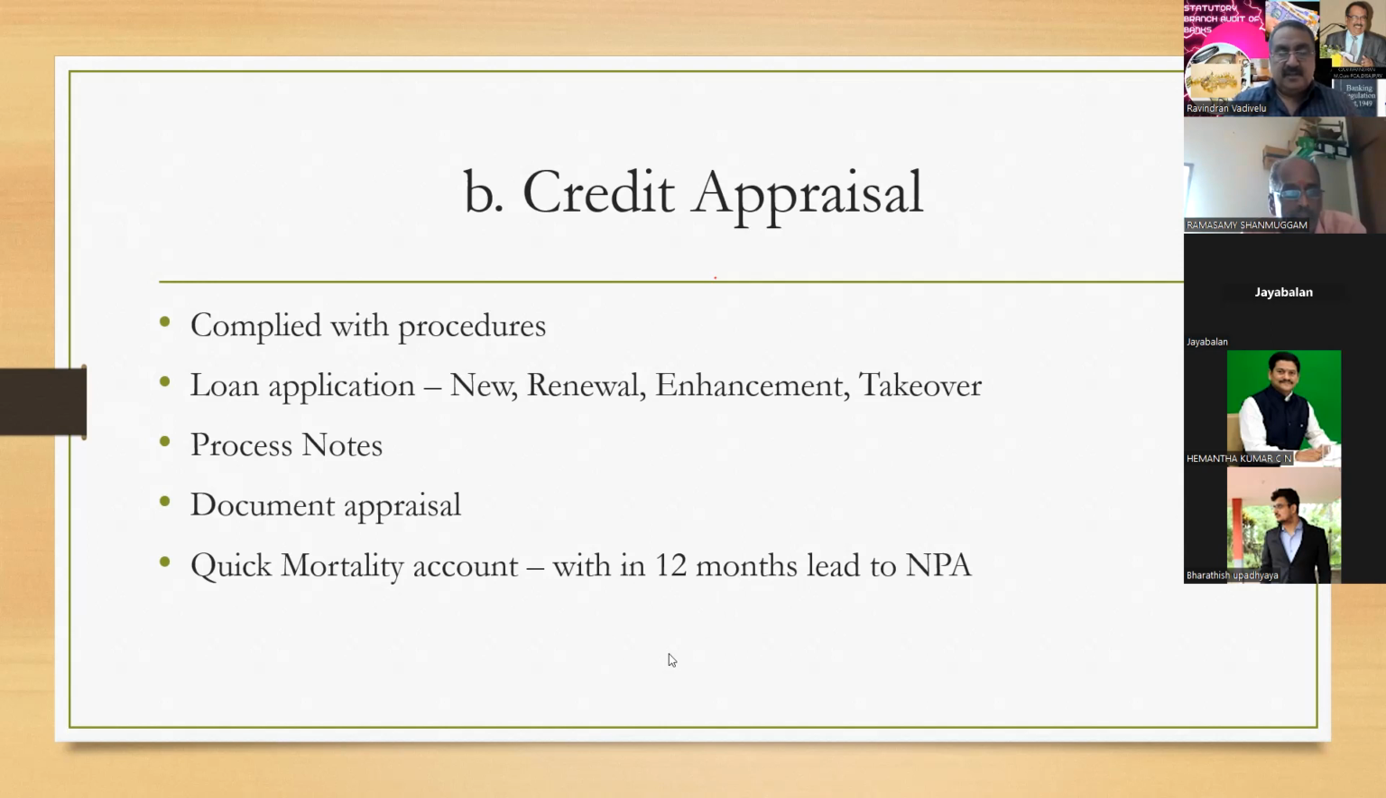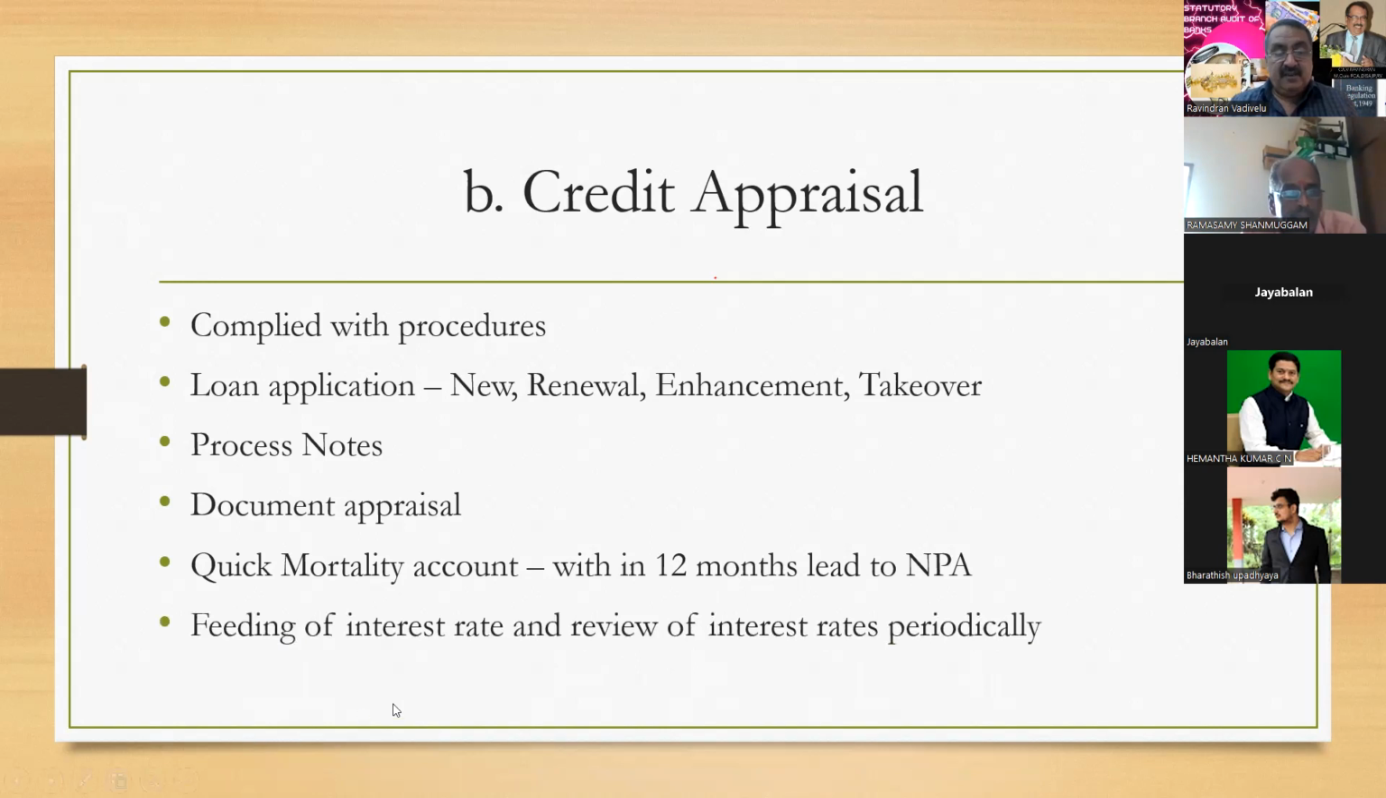Next point is, quick mortality is another additional audit point. And feeding of interest rate and review of interest rate periodically. Whatever at the time of sanction, they say prime lending rate plus 1%, prime lending rate plus 2%, they gave in the sanction letter. So this is the original figure they have fed into the computer system. But whenever there is a change upward or downward, the branch has to give effect in the system.